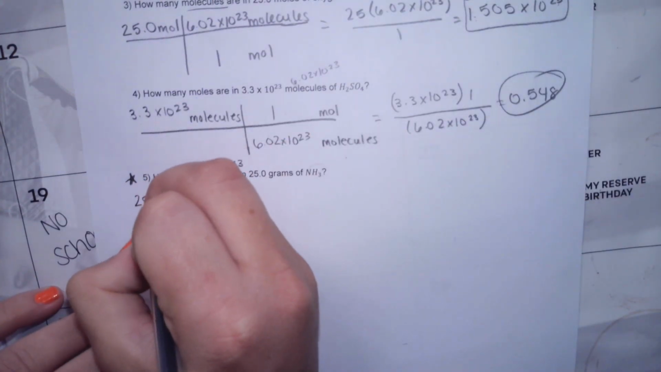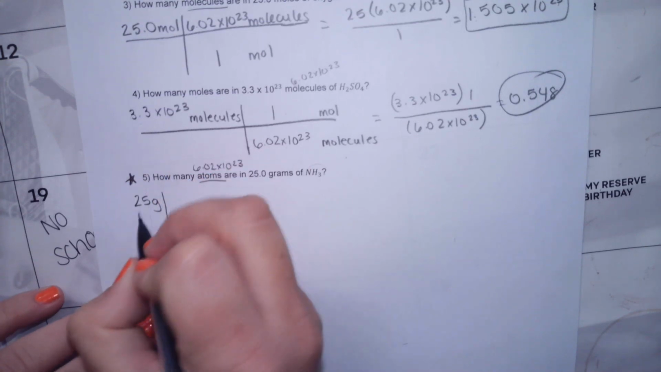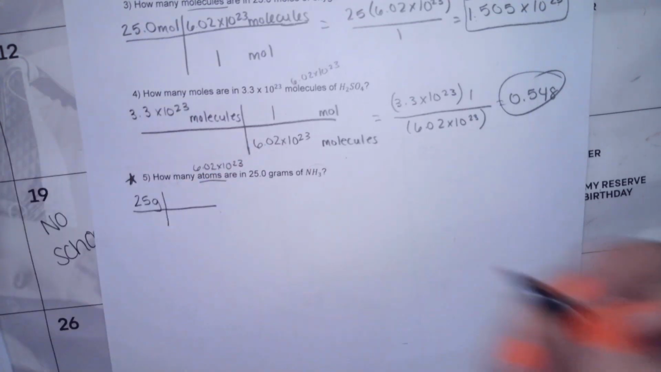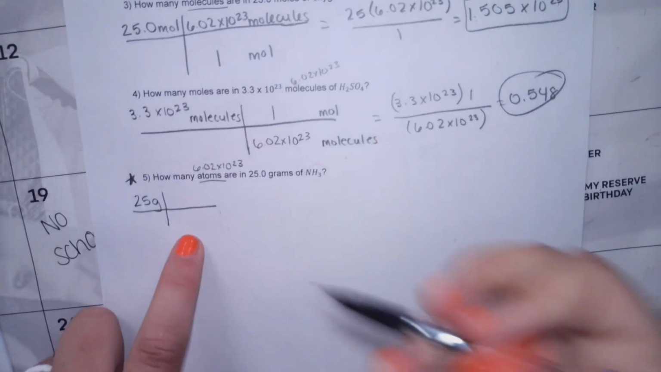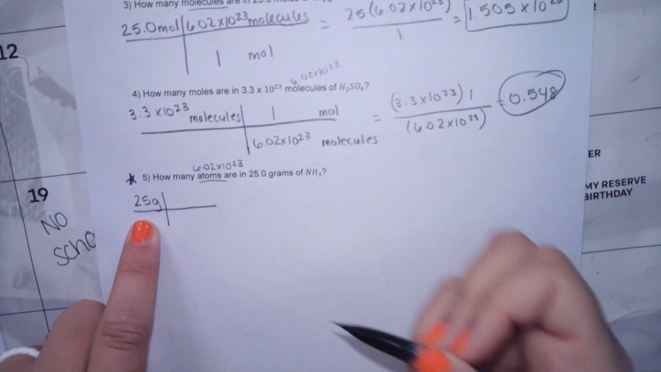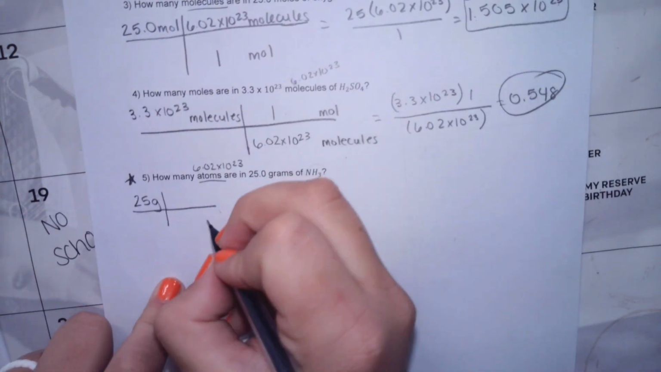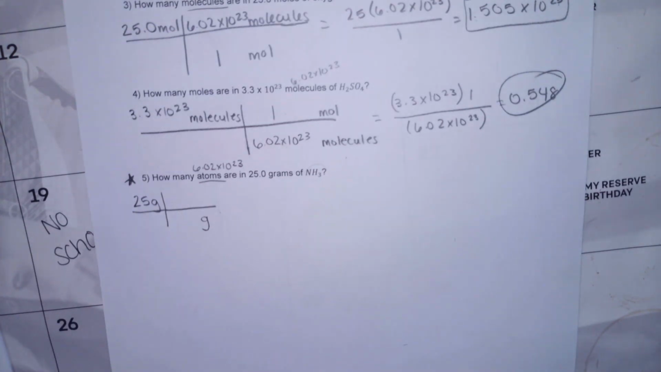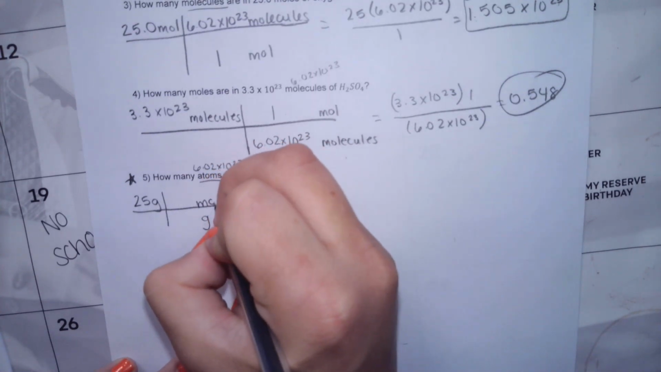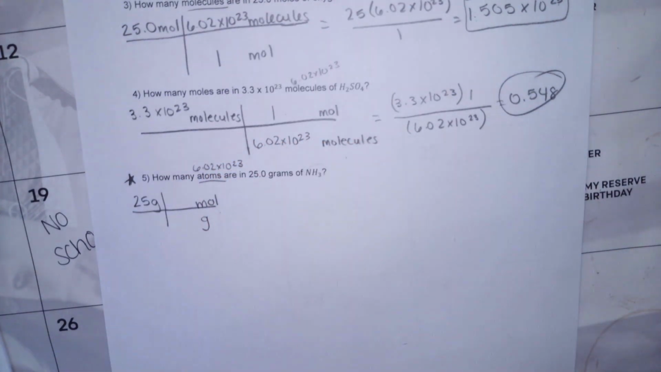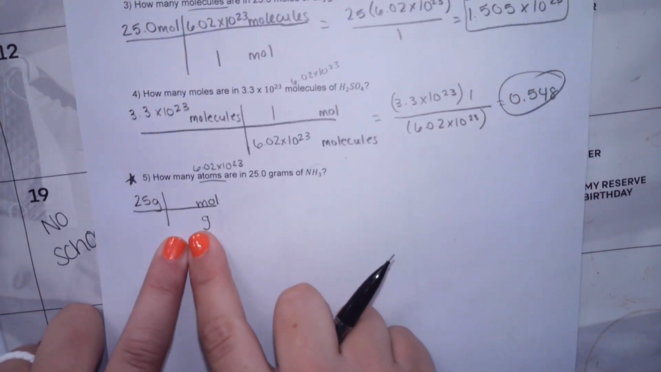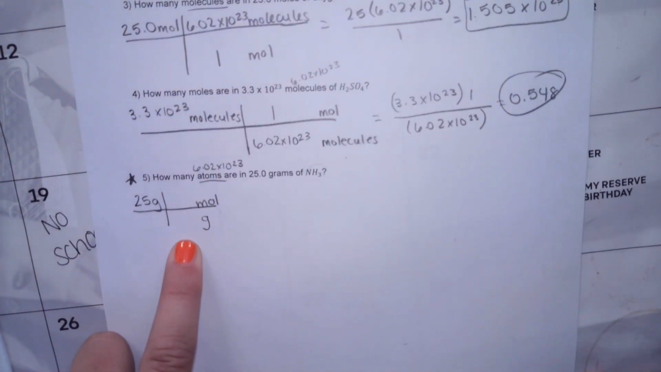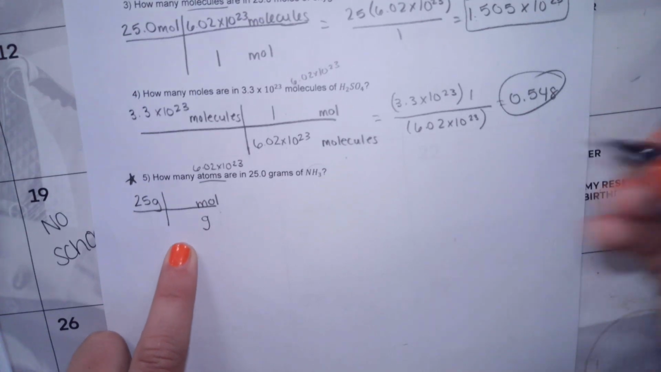So we have 25 grams. If we've got grams on top, where does it go next? Bottom. And what do we have to go to from grams? Moles. Even though we're not ending in moles, we have to stop there. How do we find the number that goes next to our grams? How do we find this mass? Beautiful. The periodic table masses.